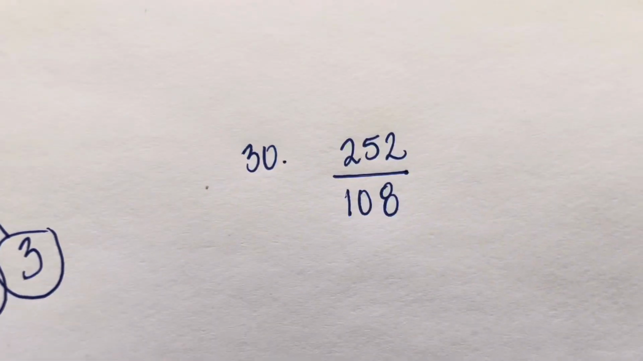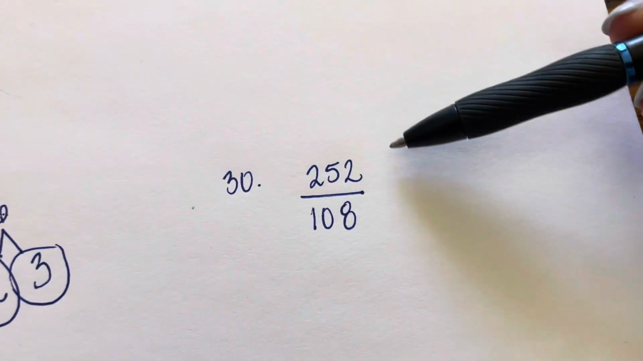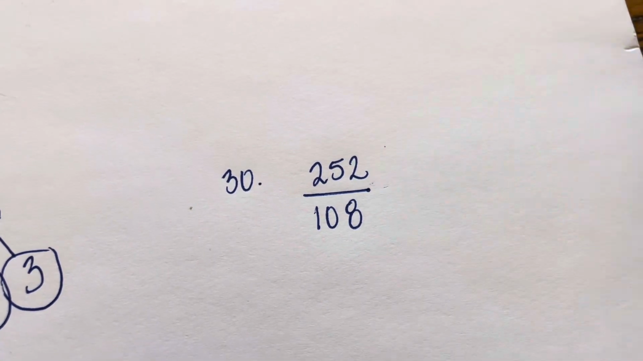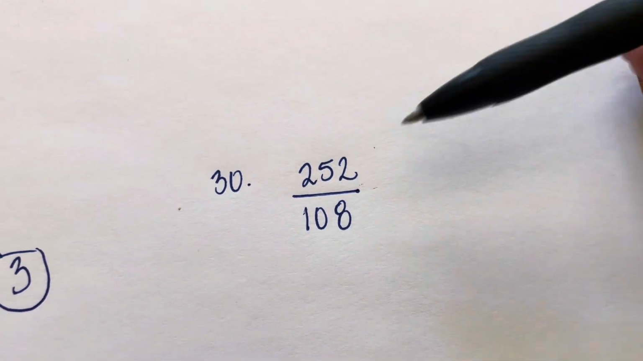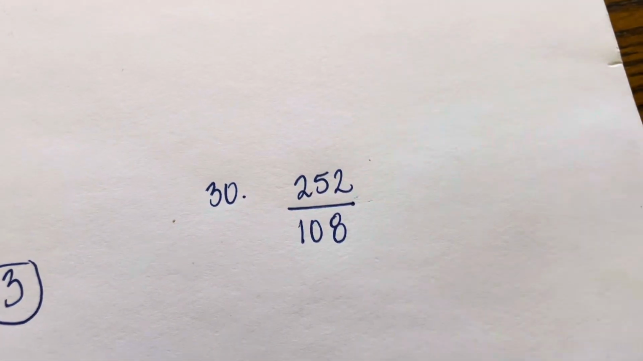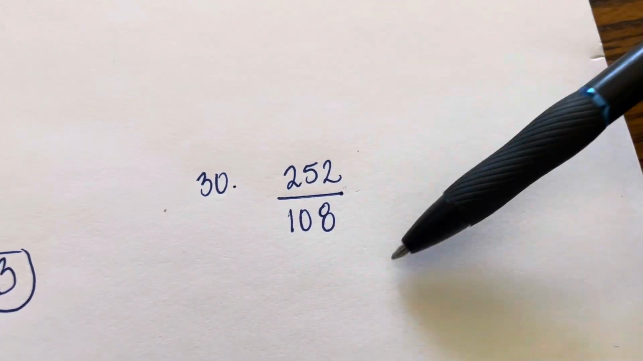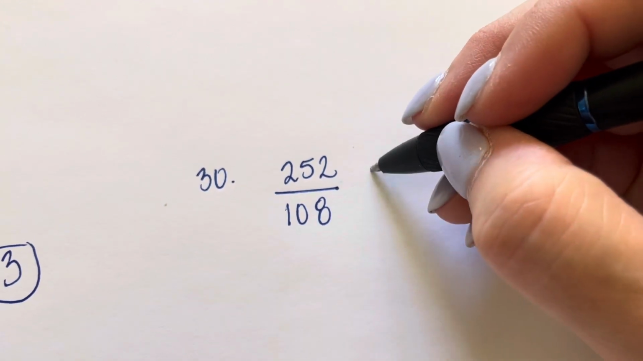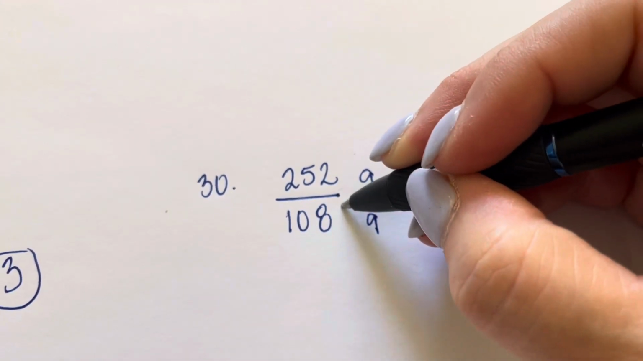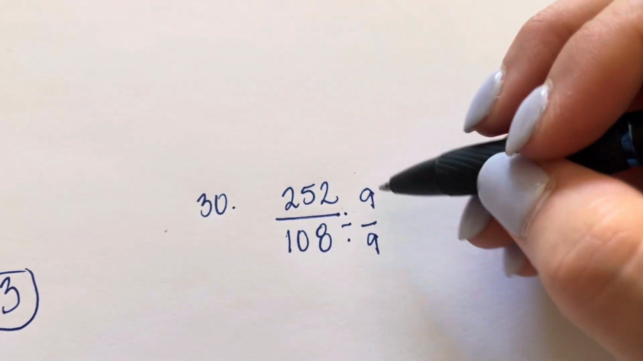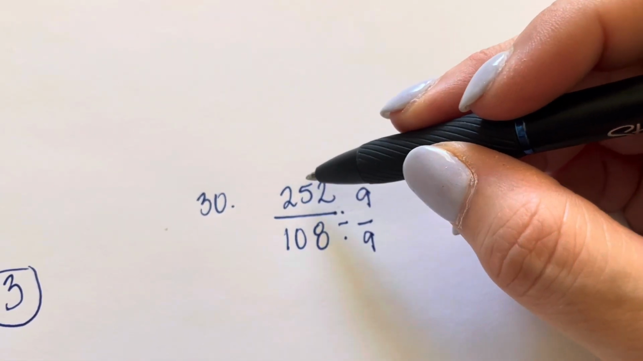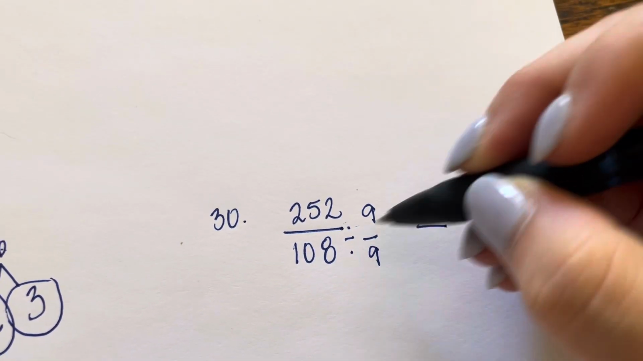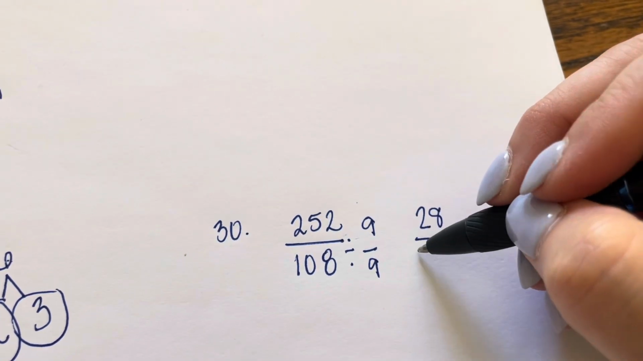So the first thing I do is I simplify this improper fraction. There are multiple beginning steps. You might pull out the mixed whole number first, but I'm choosing to do it this way first. I'm going to divide by 9, both top and bottom. I know that 9 goes into both of these numbers evenly. 252 divided by 9 is 28. And 108 divided by 9 is 12.